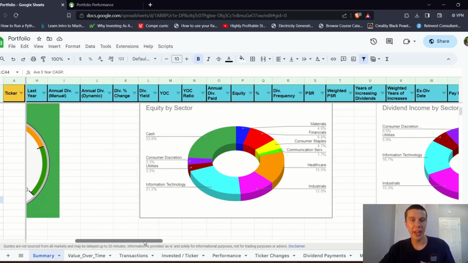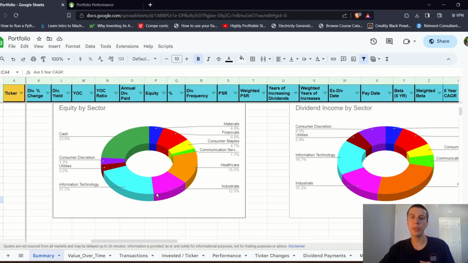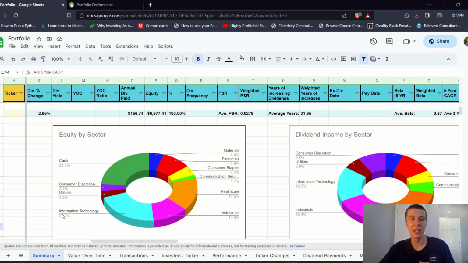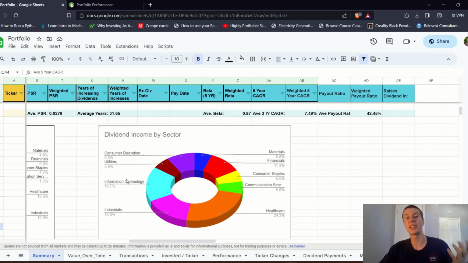And then looking here at equity by sector, that purchase of HP really bumped up the technology graph here. So technology is, I think it was before, but it is definitely the biggest position in the portfolio. And then it definitely bumped up the dividend income for technology as well, which is almost 17%. Obviously, some of those companies like Microsoft and Apple have pretty low yields.